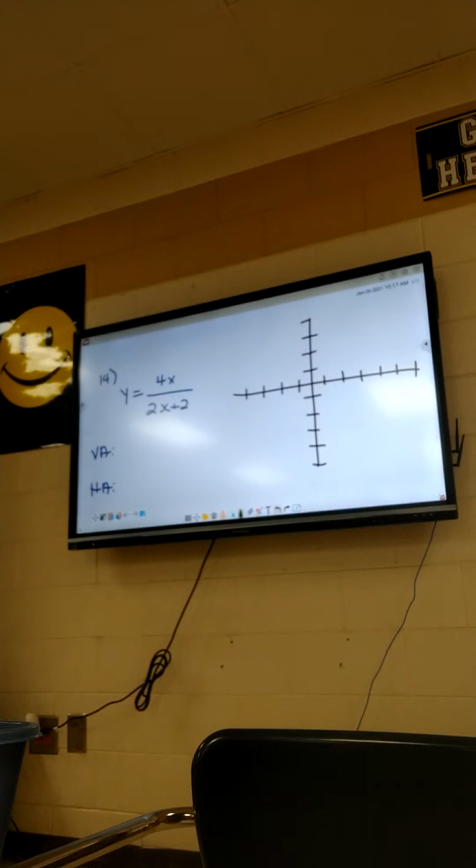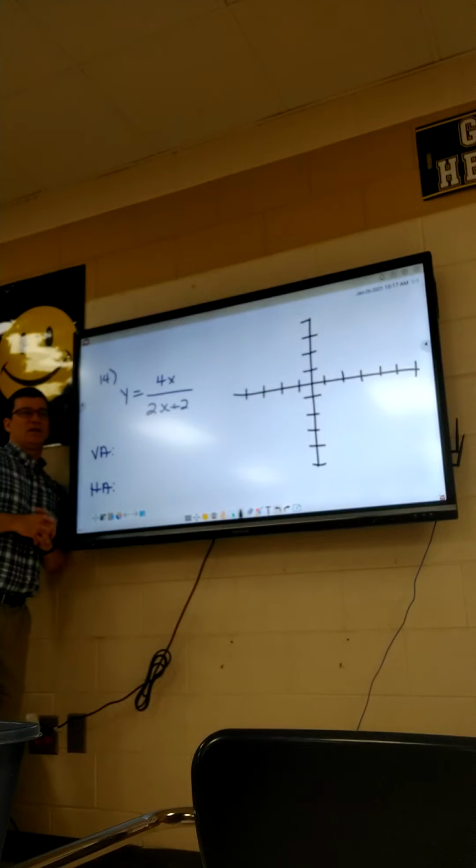So I got you. When you plug in negative 1 and you square it, it's going to make a positive 1 plus 3, so it's going to be 4. The reason it didn't work on the calculator, you've got to put this. All right, here we go. Let's do 14 and 15.